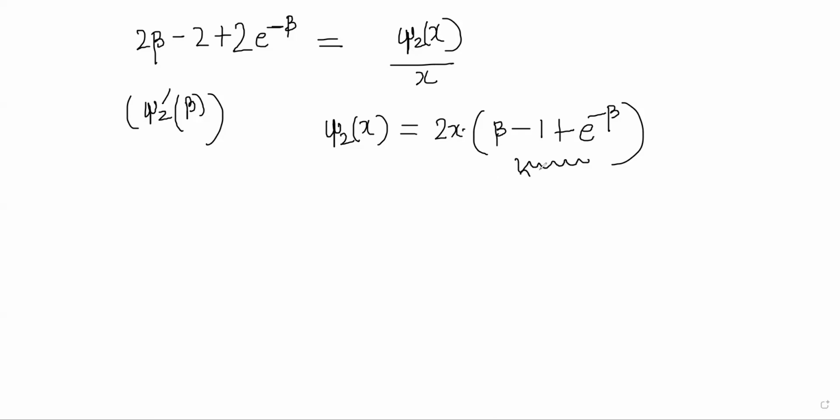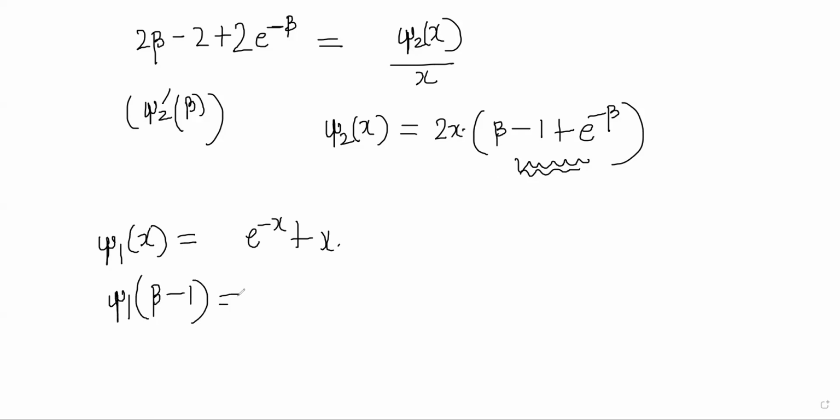Now think of what this is actually. If you think of your psi 1 x function, that was e power minus x plus x, right? So obviously psi 1 of beta minus 1 would be e power minus beta minus 1 plus beta minus 1, right?